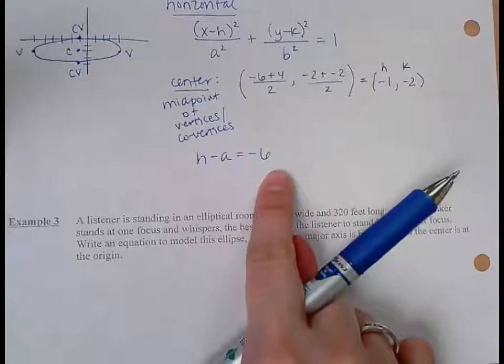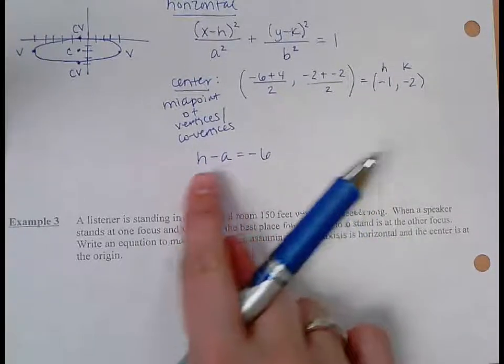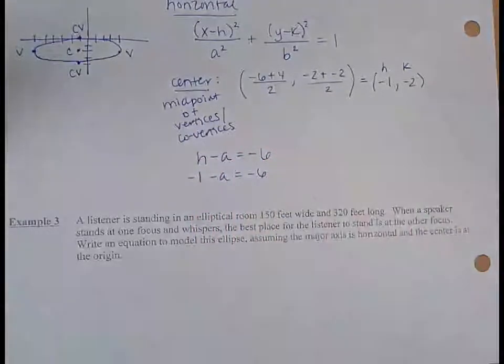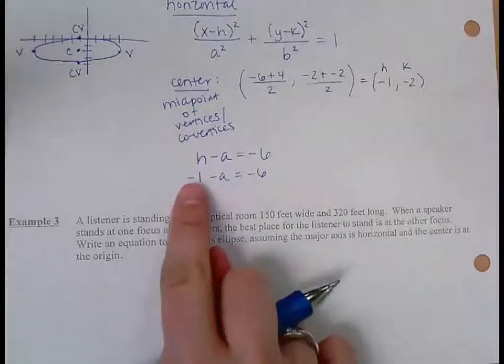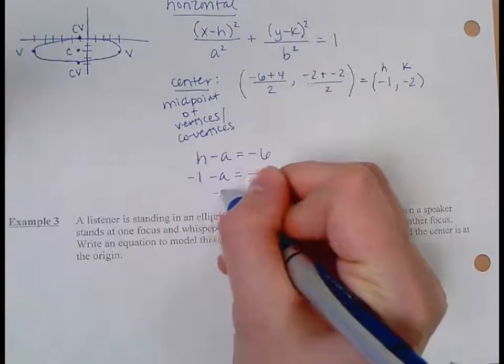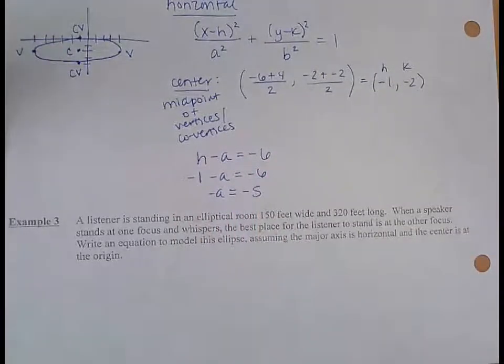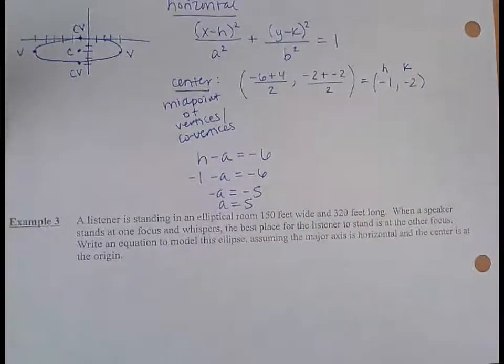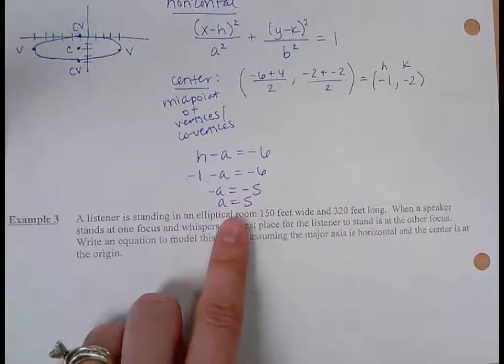But now I can solve this equation for a because I know h is -1. So -1 minus a equals -6. So add 1 to each side. So -a equals -5. Divide both by -1, so a is 5. Your a and your b values should always be positive because they are distances from the center to a vertex or covertex. So your a and your b should always be positive. So a is 5. Questions on how I found a?